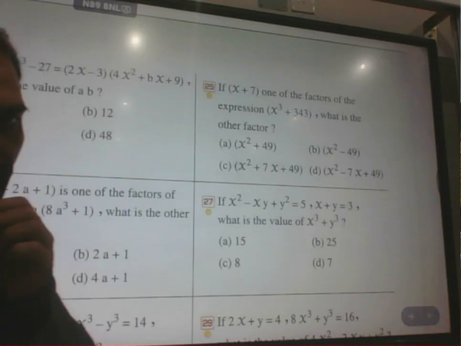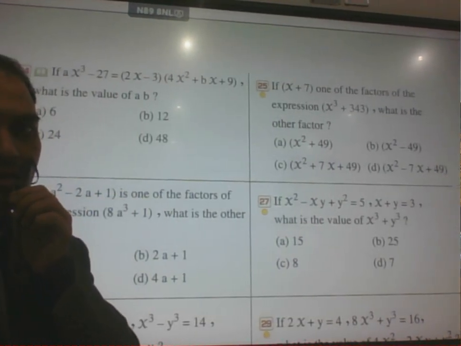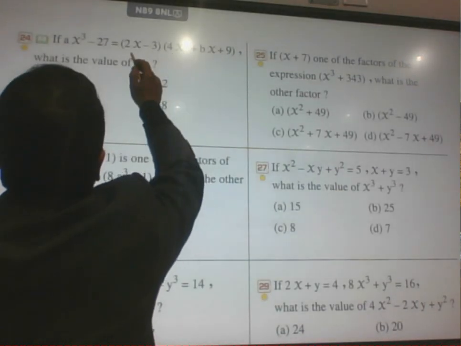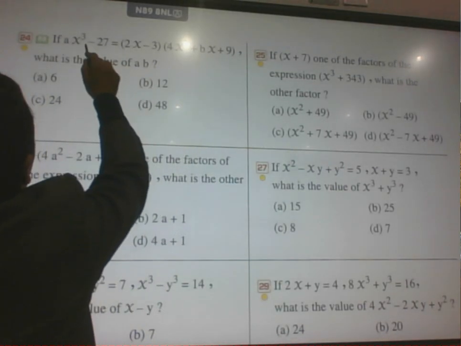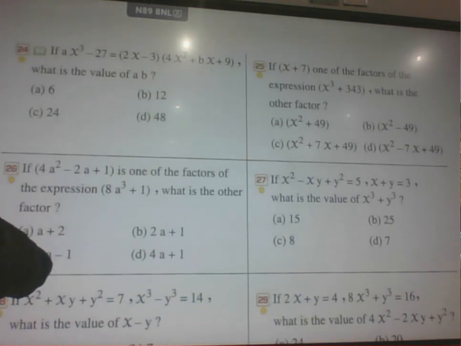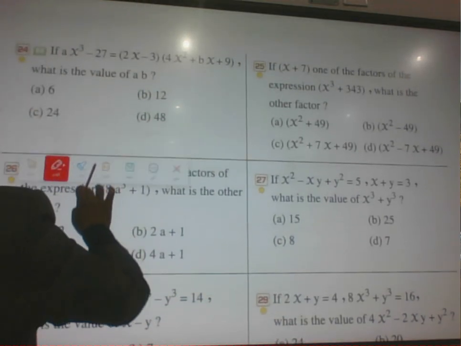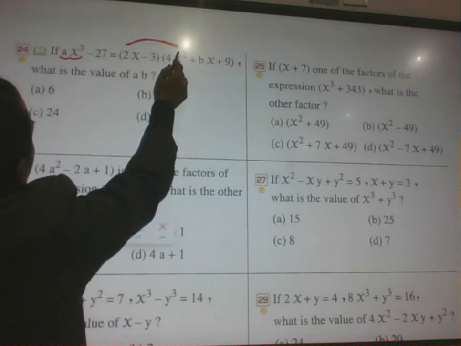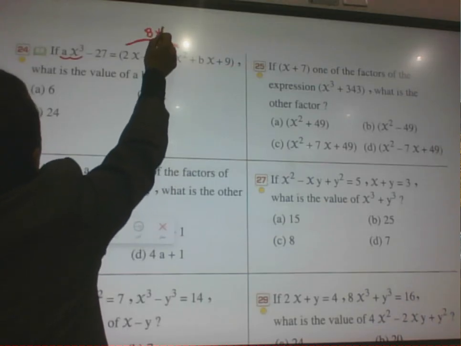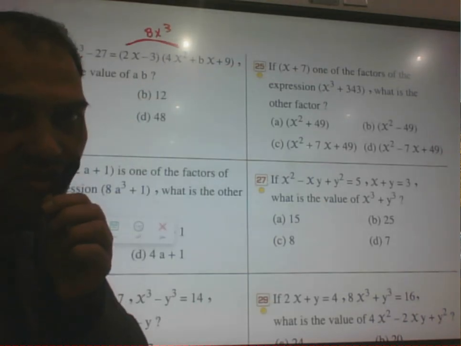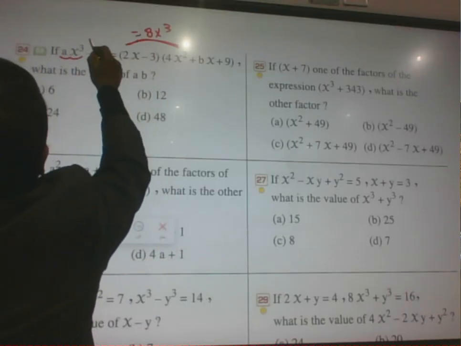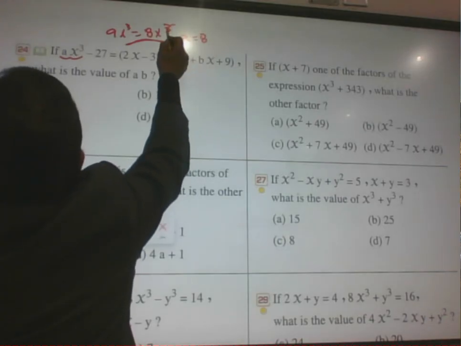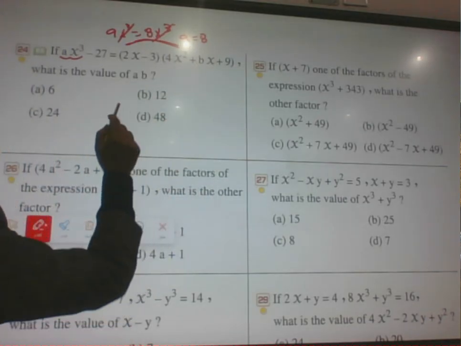We have ax power 3. Look at this question: ax power 3 subtract 27 equals the expression. You want to find a and b. Look first here at ax power 3. It is equivalent to the product between two numbers: 2x times 4x power 2 will be 8x power 3. The product between first and first is equivalent to the first here, ax power 3. Then a will be equal to 8. It's the coefficient of x power 3. a equals 8.